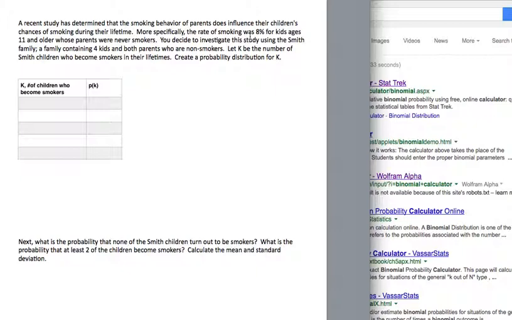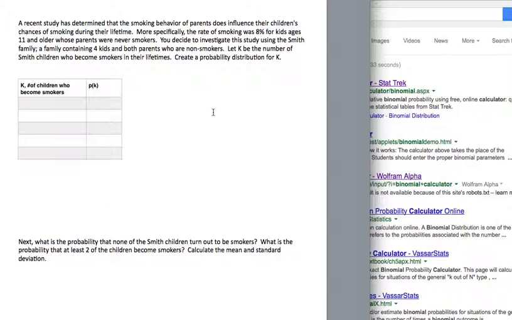So we're going to investigate this using a particular family that contains 4 kids and both parents who are non-smokers. We're going to have a random variable here. The variable is K, and this represents the number of Smith children who become smokers sometime during their lifetime. The first thing we want to do is to create a probability distribution, and then eventually we're going to answer some questions about it.